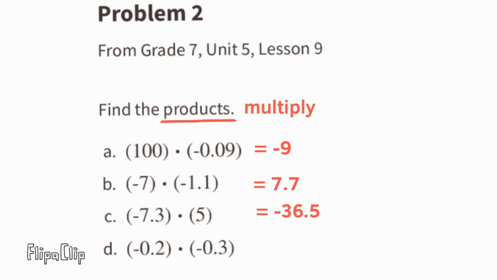D. This is a negative times a negative, so I know my answer is going to be a positive. And 2/10 times 3/10 is 6/10. So negative 2/10 times negative 3/10 equals positive 6/10.